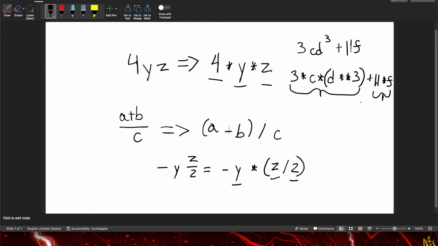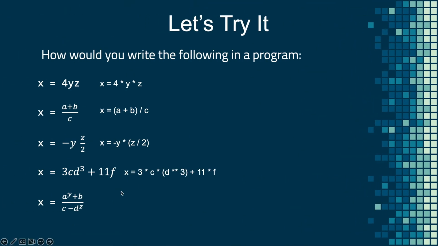Then it will take those two and add them together. So again, we have 3 times c times d to the third plus 11f. Lastly, down here we have ay plus b divided by c minus dz.